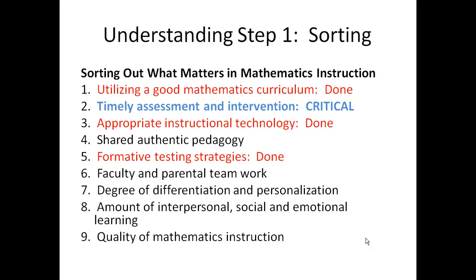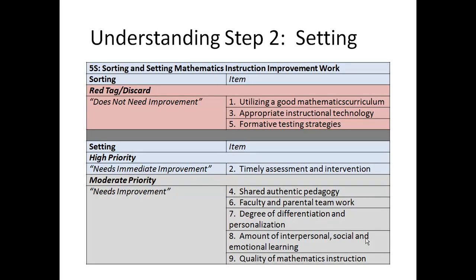So for instance, if we look at items 1, 3, and 5, they've already been accomplished, let's say, in your school. And so they're done. We can set those aside. We don't need to focus on those. But we know that, for instance, number 2, this idea of providing a timely assessment and intervention is critical. So this first step of sorting helps you to understand what we actually need in order to improve mathematics instruction, and what we are going to really begin to focus on in order to get eventually to a sustaining step.